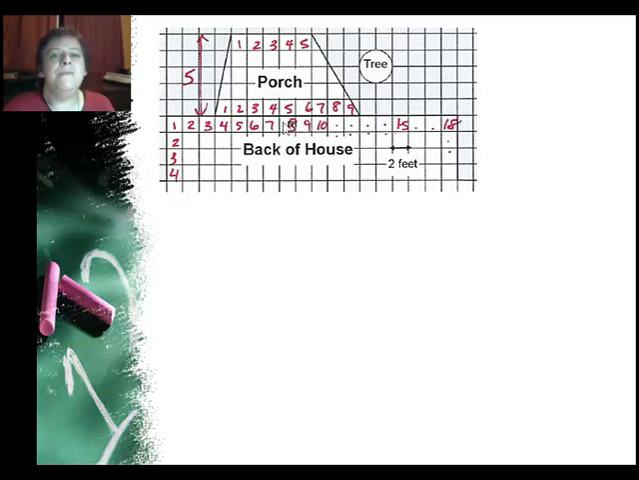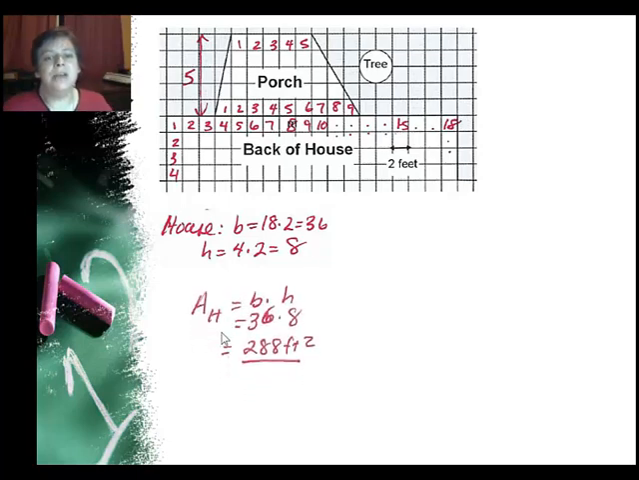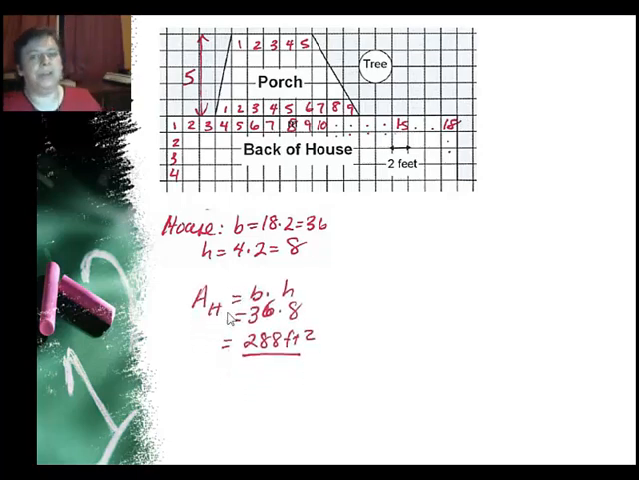So now I'm going to find out the parts that I'm not going to cover. Starting with the house, I know it's a plain old rectangle. The base is 36, the height is 8. So it's a very simple calculation. Base times height, which is 288 square feet.